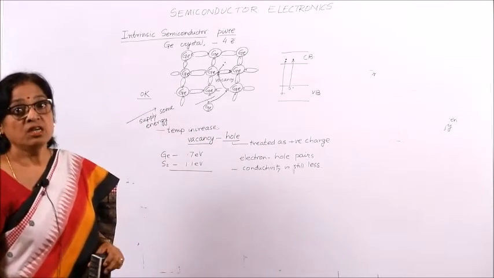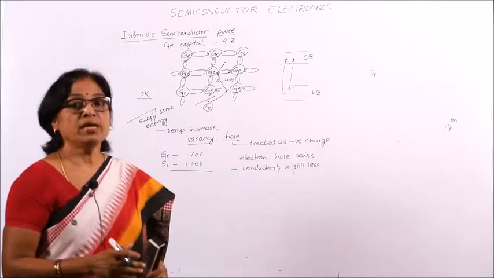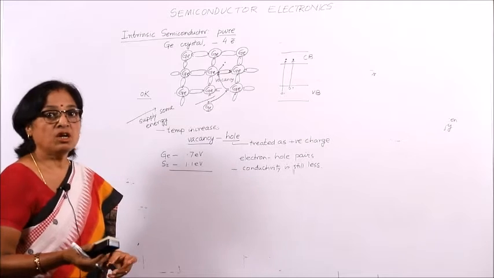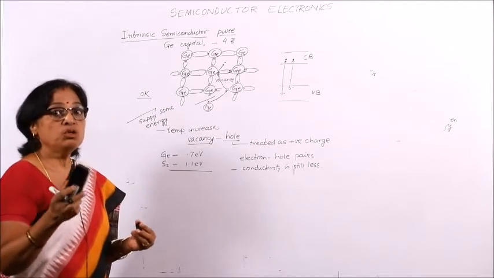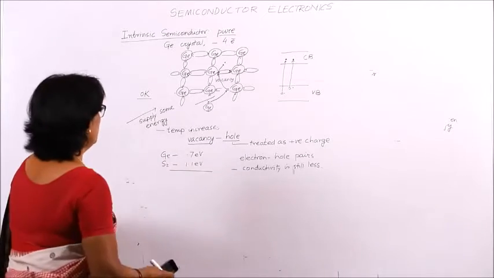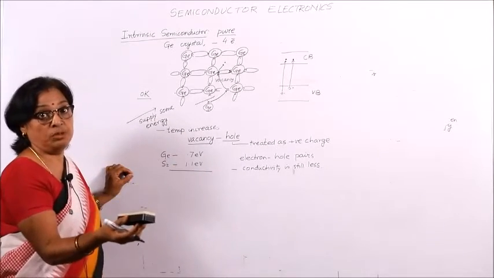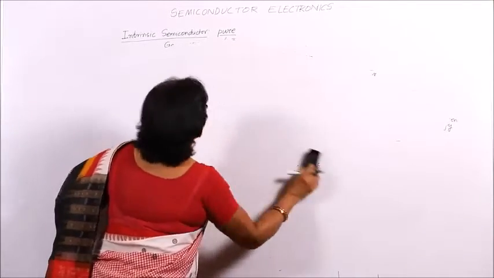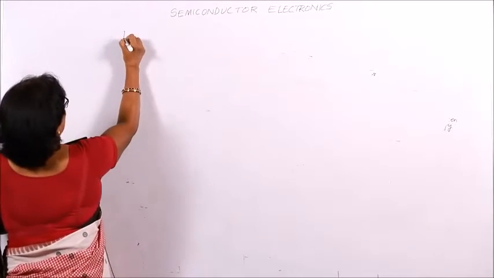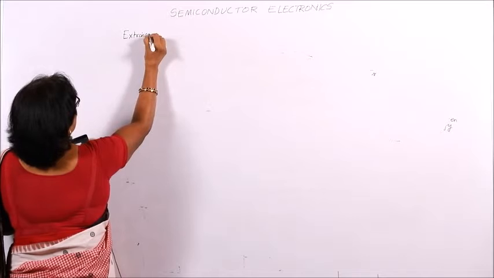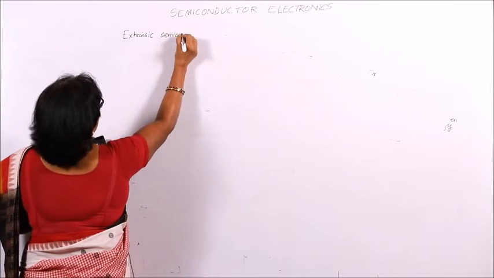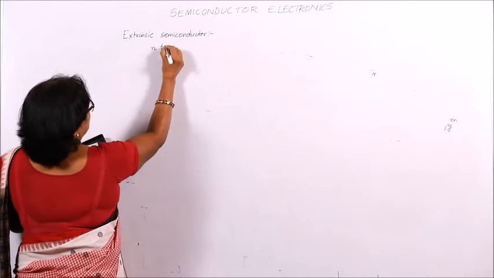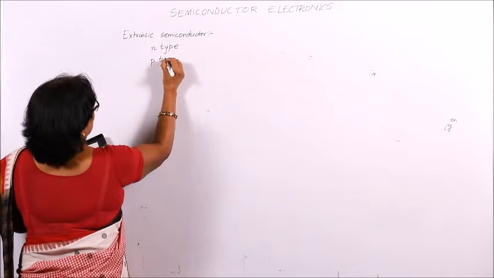Although we can make it conducting, the conductivity is not like a conductor, so that we can manipulate it or do something with it. That is why the intrinsic semiconductor conductivity is less, and we cannot use it for any practical purposes. So how can we still increase the conductivity of an intrinsic semiconductor? That is an extrinsic semiconductor. Now extrinsic semiconductors are of two types. It may be an N-type semiconductor or it may be a P-type semiconductor.